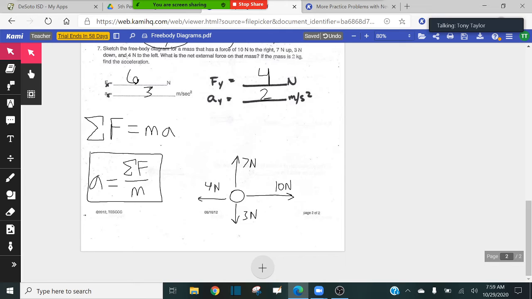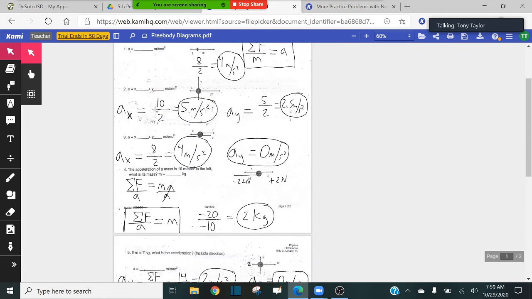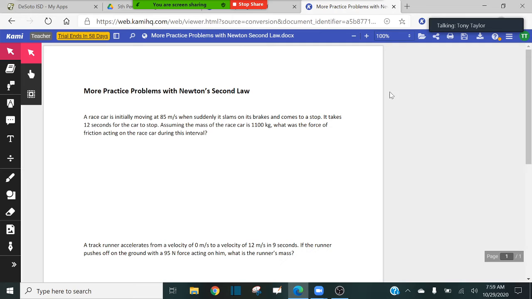Any questions so far? Any questions before I'm done with this worksheet here? Okay. All right, guys. We just have 2 more problems, and I'm gonna let you guys go. 2 more practice problems.